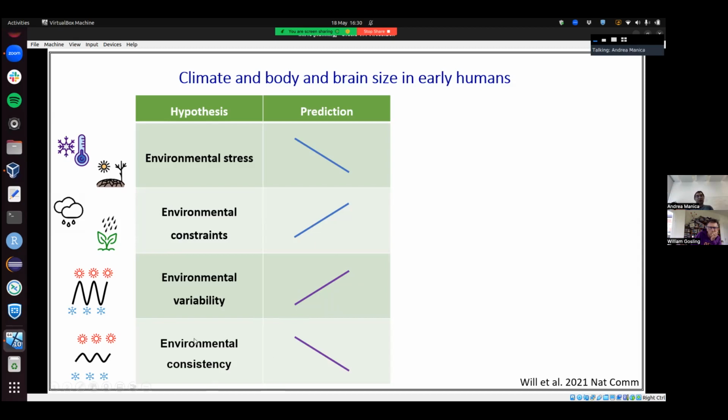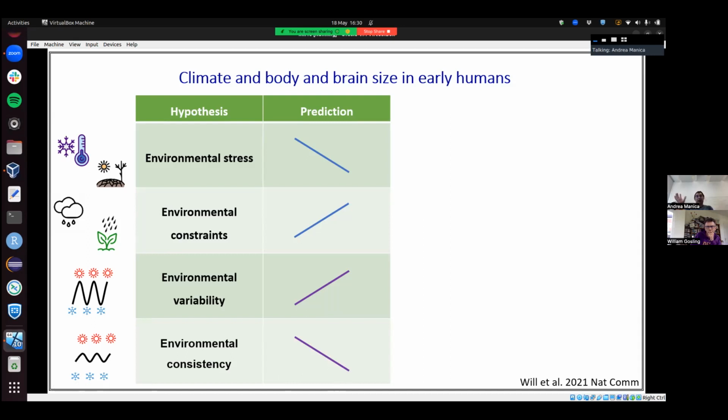A set of arguments, though, went again in exactly the opposite direction and said it is environmental consistency that is the key to being large. So it's actually in environments that are not very variable that you can grow big, both in terms of body and brains, and very variable environments, on the other hand, prevent you from having the resources to invest in these kinds of large sizes.